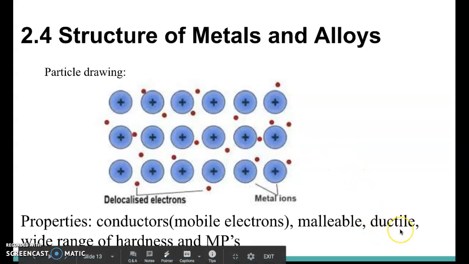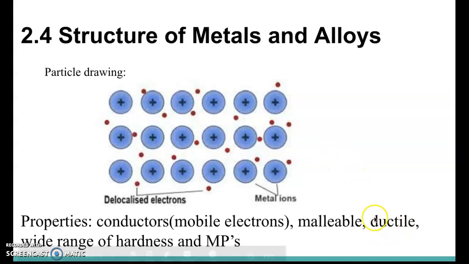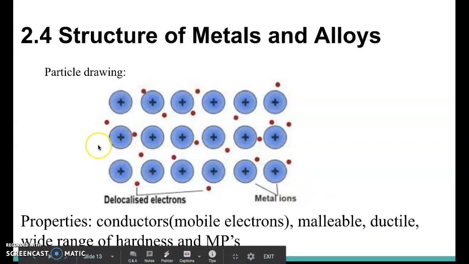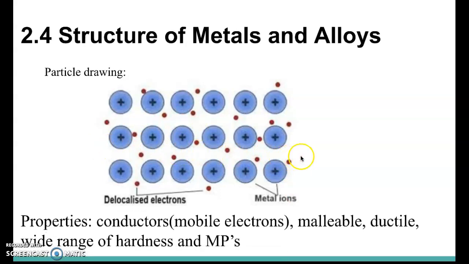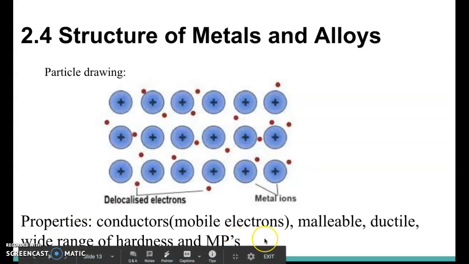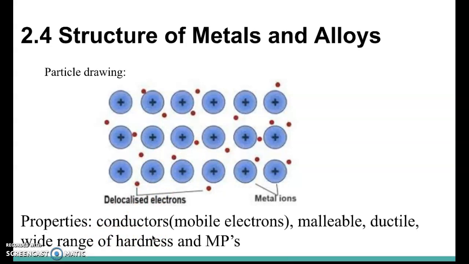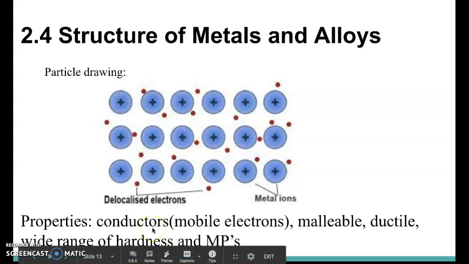And ductile means you can pull them into a thin wire. You can apply pressure to metals and they tend to not break because they're hard solids, but they're not rigid solids because of the sea of electrons. They also have a wide range of hardness and melting points, and it depends on the attraction between the metal ions and the electrons. Some metals will melt at really low temperatures, some at very high. So it varies from metal to metal.